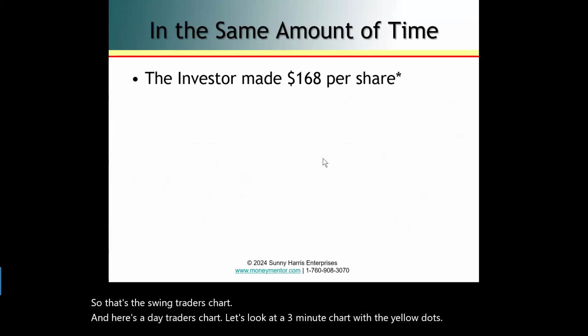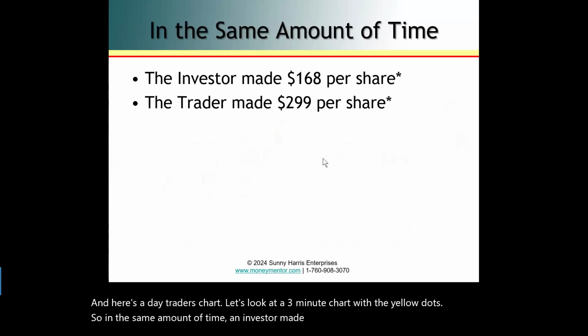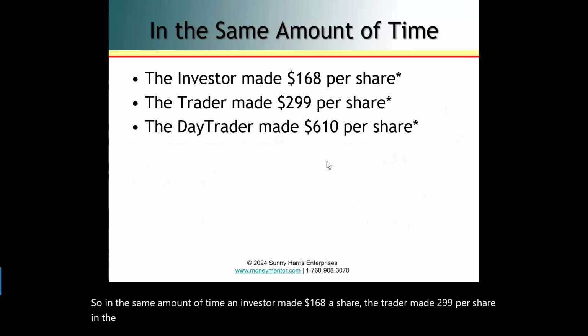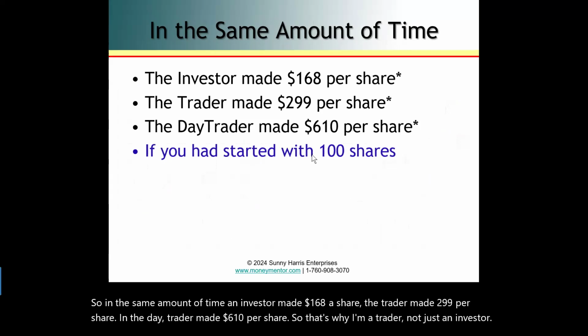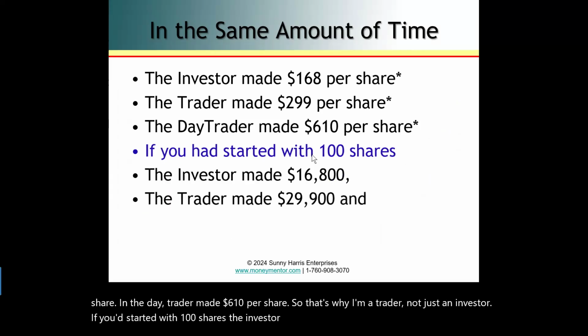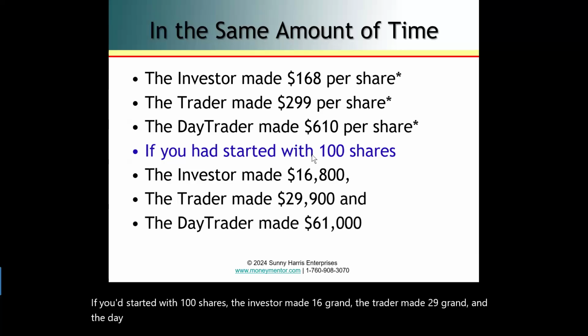So in the same amount of time, an investor made $168 a share. The trader made $2.99 per share, and the day trader made $6.10 per share. So that's why I'm a trader, not just an investor. If you'd started with 100 shares, the investor made 16 grand, the trader made 29 grand, and the day trader made 61 grand. So that's quite a difference.